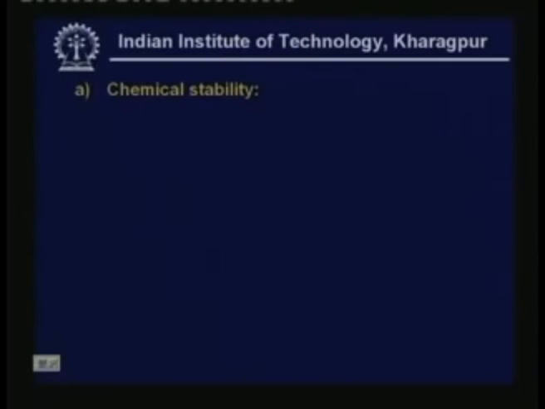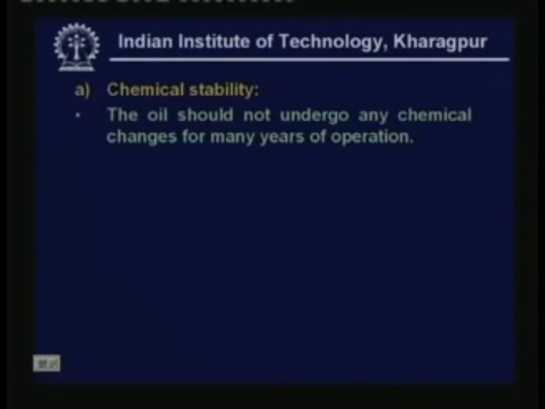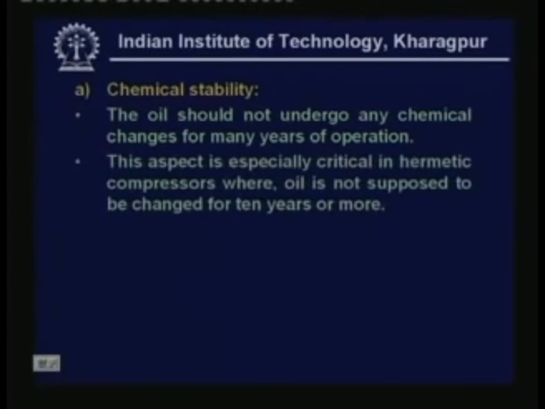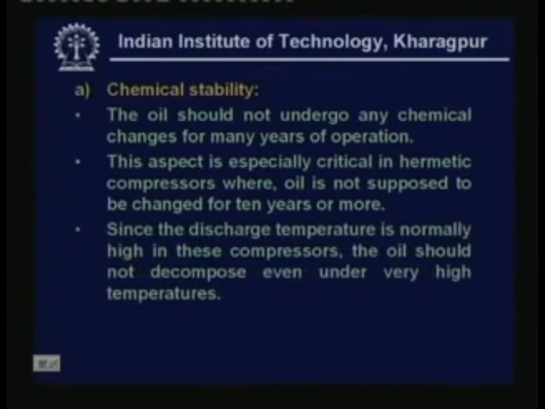Now let me quickly explain the chemical stability. Why do we require chemical stability? We require chemical stability because the oil should not undergo any chemical changes for many years of operation, and this is especially critical in hermetic compressors, where you are not supposed to change the oil for many years, that means for 10 years or more. So it has to be chemically stable for almost 10 years. And another problem in hermetic compressors is that since the discharge temperature is normally high, the oil should be stable even under very high discharge temperatures.